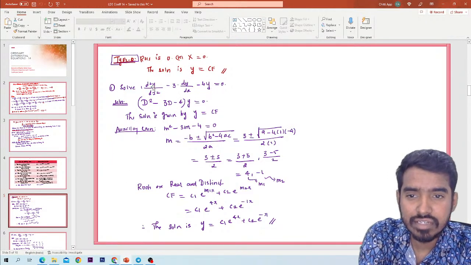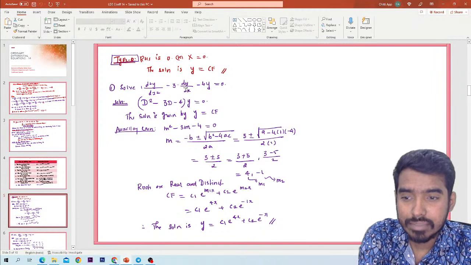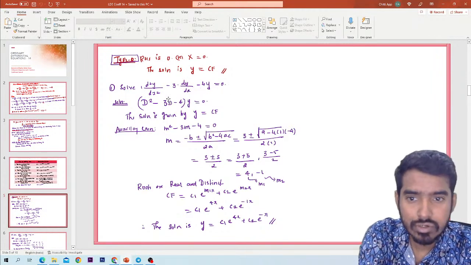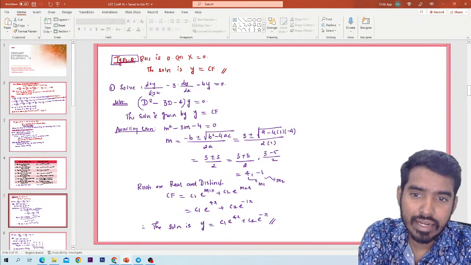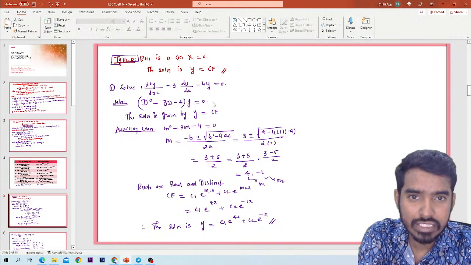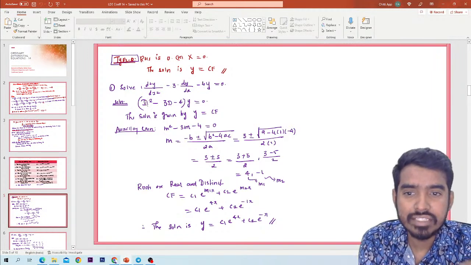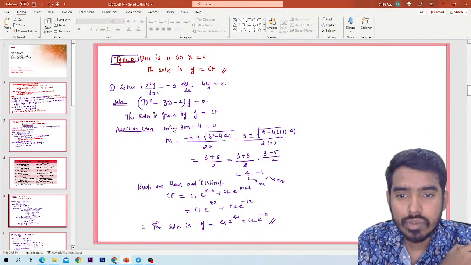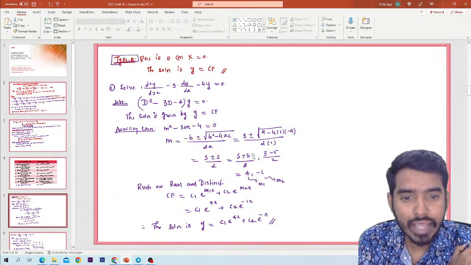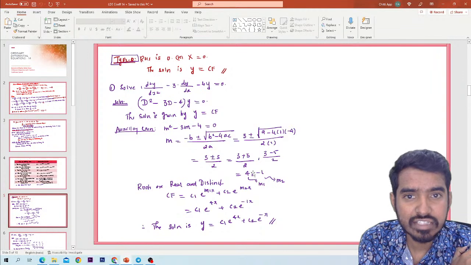So the first question is d square y by dx square minus 3 times dy by dx minus 4y is equal to 0. So this can be written as (D square minus 3D minus 4) of y is equal to 0. You find the auxiliary equation, replace this capital D by m, so you will have m square minus 3m minus 4. Find the roots. You are getting two distinct real roots.